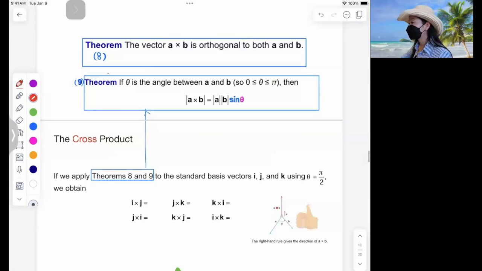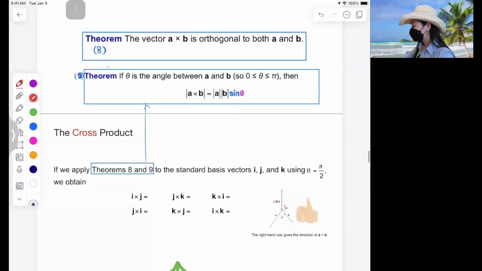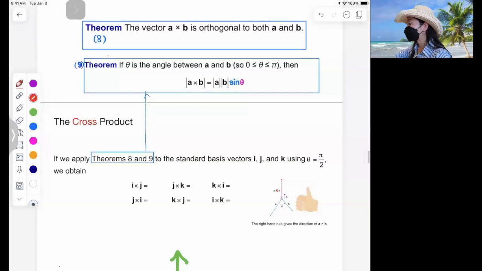All right, now I'm going to put the two theorems together, okay? Just try to refresh your memory. The cross product is orthogonal to both A and B, and the magnitude of that is equal to magnitude A times magnitude B times sine of theta, right? So this is theorem 8 and theorem 9. Now we're going to apply this to the standard basis vectors i, j, k. What is the angle between i and j? Theta is pi/2, okay?